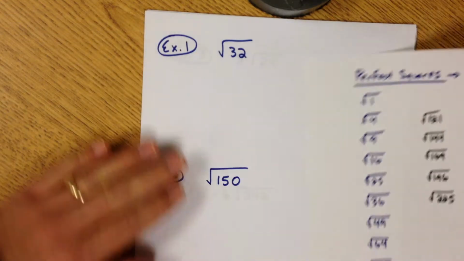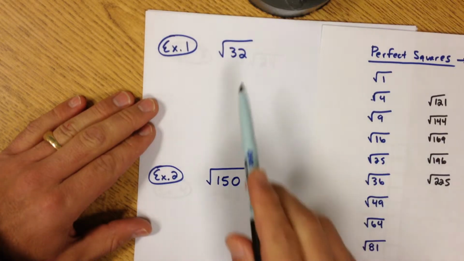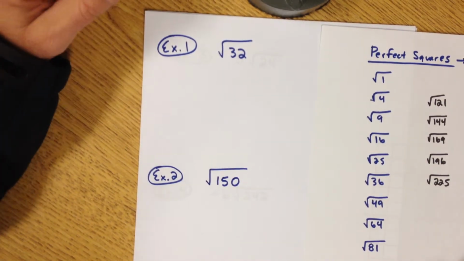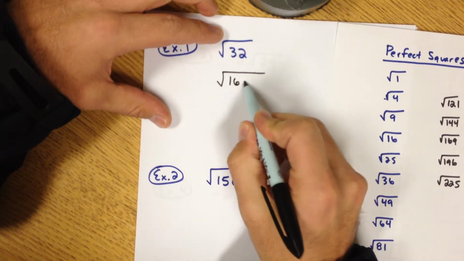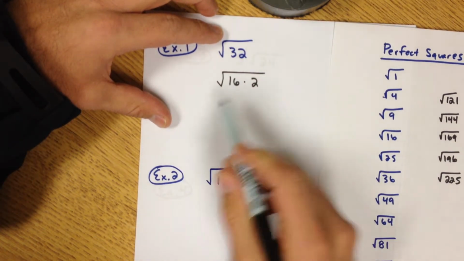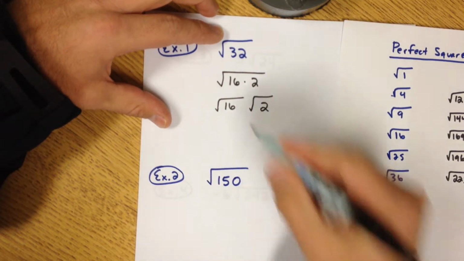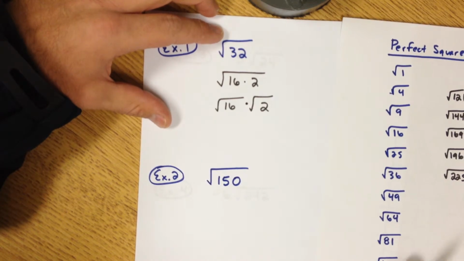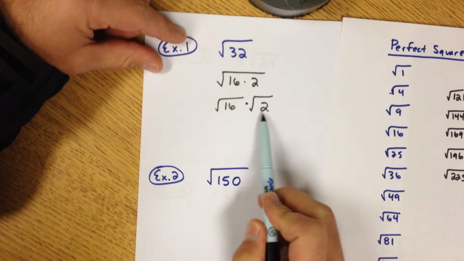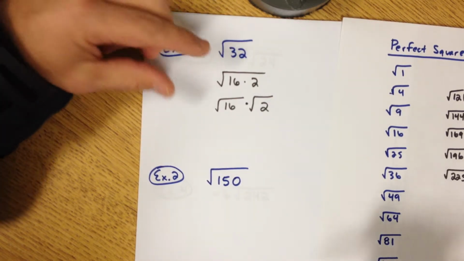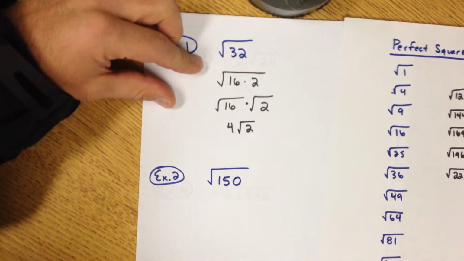When I'm looking at my list, I see that 16 goes into 32. So I can break this into 16 times 2, and we're allowed to split square roots, so it's still being multiplied. Just split it in 2, and then the square root of 16 is 4. The square root of 2 is a decimal. It's not a perfect square. So this just becomes 4 radical 2.